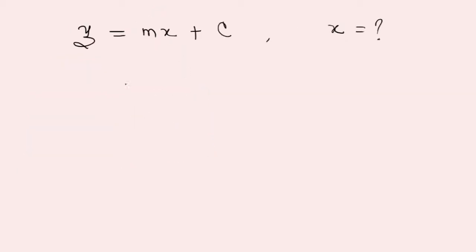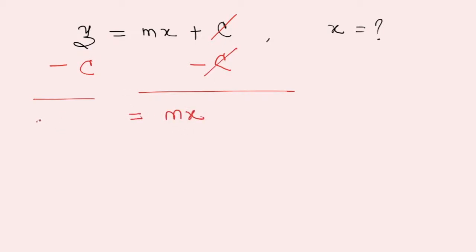The next question says y equals mx plus c, and we're requested to make x the subject of the formula. Now to do this, the first thing we need to do is get rid of the c. Now to do that, we need to subtract c from both sides of the equation. So if we do minus c here and minus c here, now plus c cancels out minus c to give us mx on this side, and this becomes y minus c.